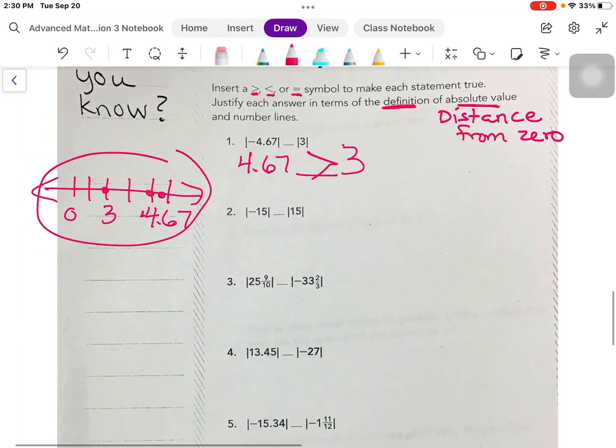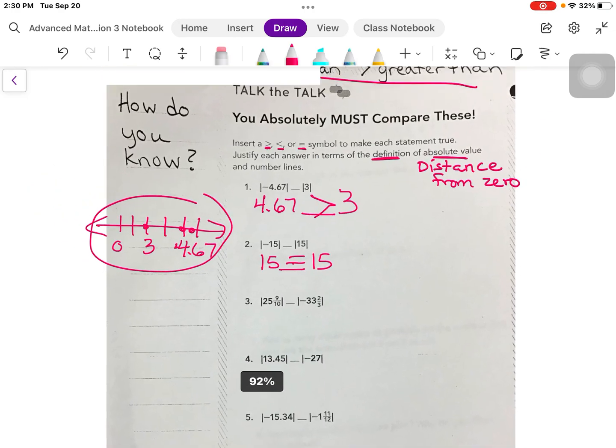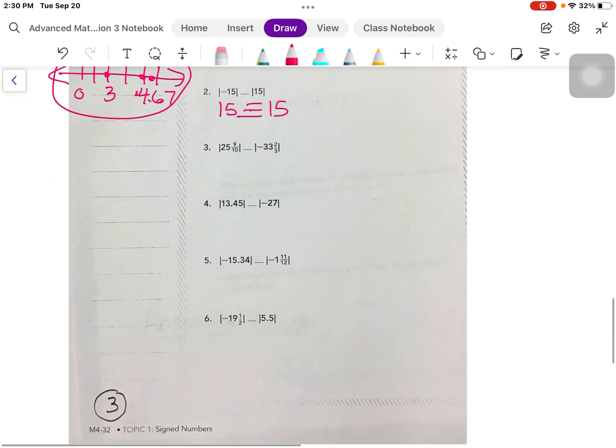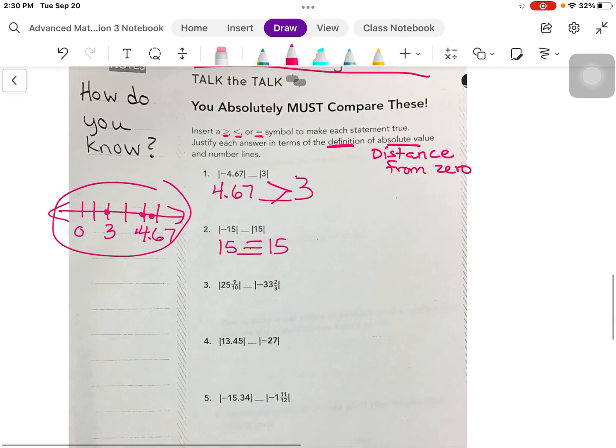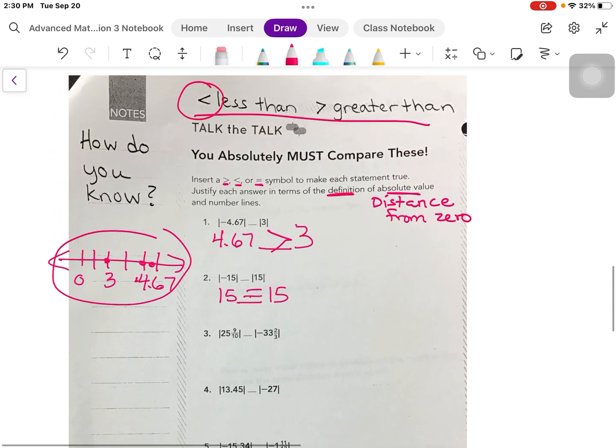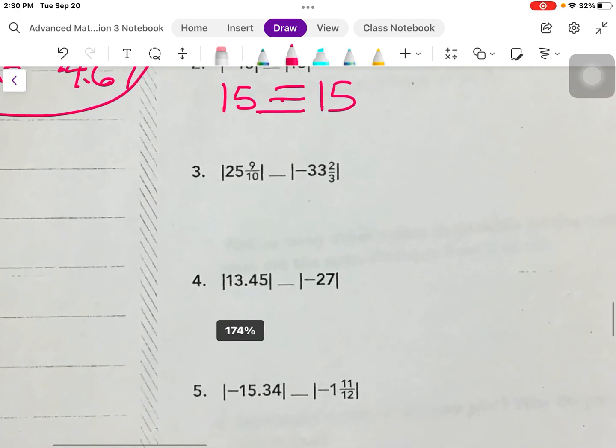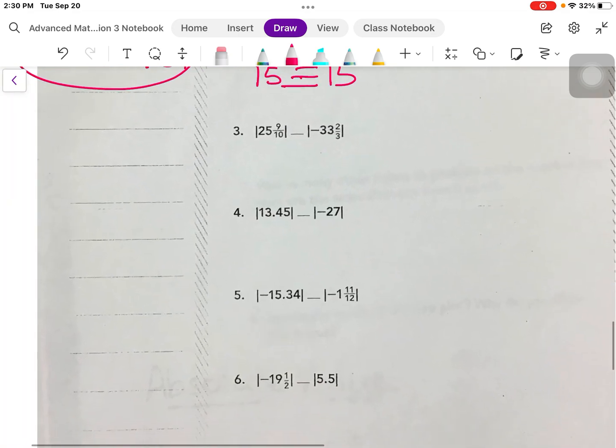Let's do one more together, and then you can go on your own. What do you know about the absolute value of a -15? The distance from -15 to 0 would be 15. What about the absolute value of 15? Well, it's 15 away from 0, so 15 equals 15. All right, at this time, go ahead and pause and do the last 4 on your own, and you're trying to put in the correct symbol, less than, greater than, or equal to, but make sure you first figure out what the absolute value of each one is.